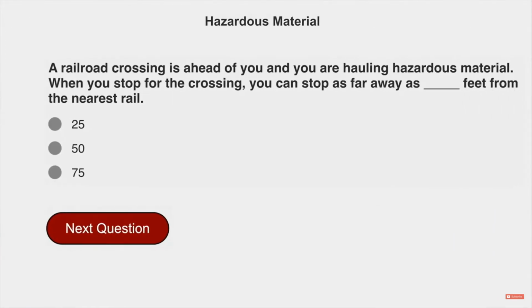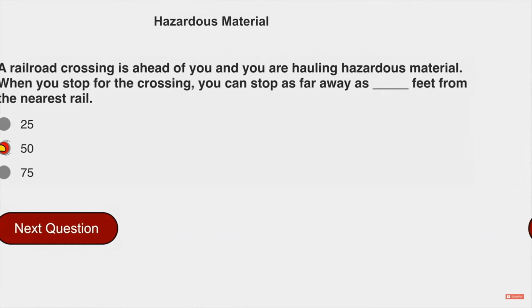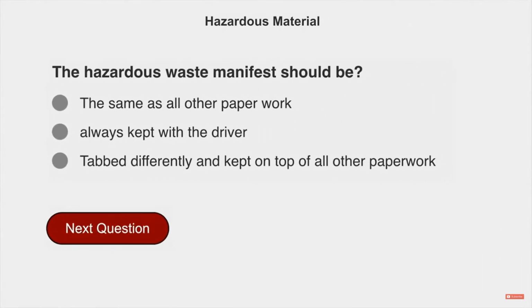A railroad crossing is ahead of you and you're hauling hazardous material. When you stop for the crossing, you can stop as far away as how many feet from the nearest rail? 50 feet from the nearest rail. The hazardous waste manifest should be tabbed differently and kept on top of all other paperwork.